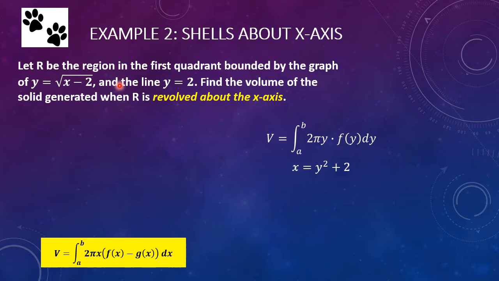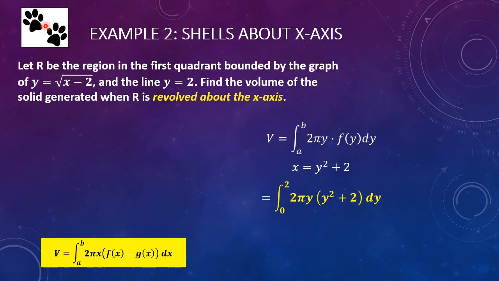At this point, it becomes a pretty simple integral. But again, see if you can set up the actual equation here with the limits of integration as well. We know it's 2 pi y times f of y, which we've now defined as y squared plus 2, dy. And what are the values it goes from and to? We can see it's in the first quadrant, and it goes up to the line y equals 2. So we get the integral from 0 to 2 of 2 pi y times the quantity y squared plus 2, dy.